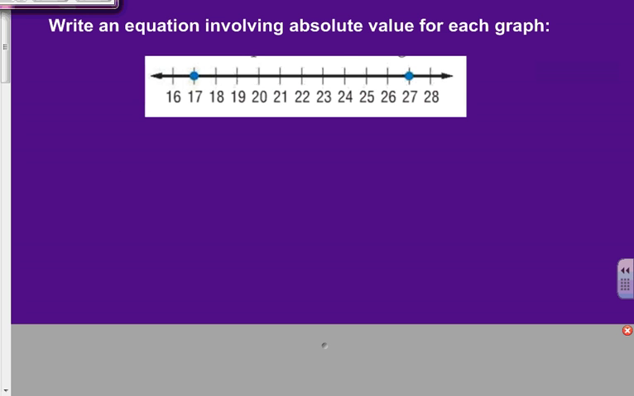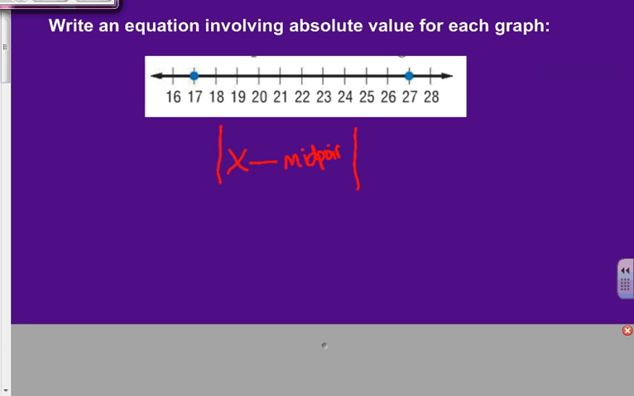Okay, here we are. Next thing you're going to do on your assignment, you're going to have to write an equation that has absolute value in it for each graph. And this is not too hard as long as you watch what I'm going to tell you. Every absolute value equation starts with x minus. That's in every one of them. And then the bars end. The number that goes in after the x minus is always going to be your midpoint.